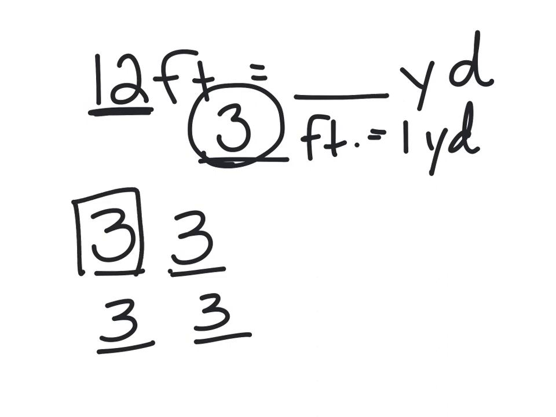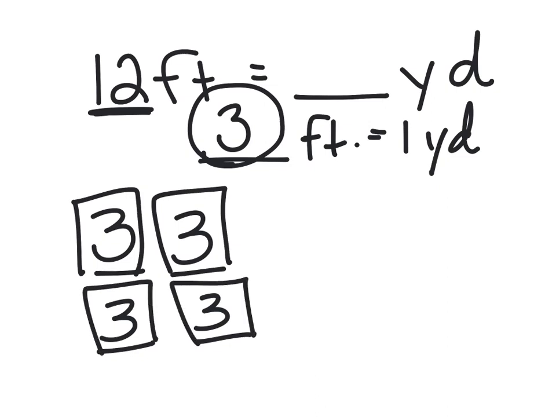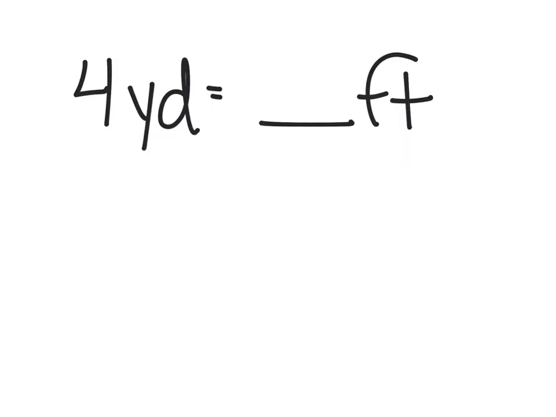So this one, group of 3, group of 3, group of 3. So that means each one of those is 1 yard. So how many yards do we have? We have 4 yards because there are 12 feet there. 3 plus 3 plus 3 plus 3 is 12. And it divides up into 4 equal parts.